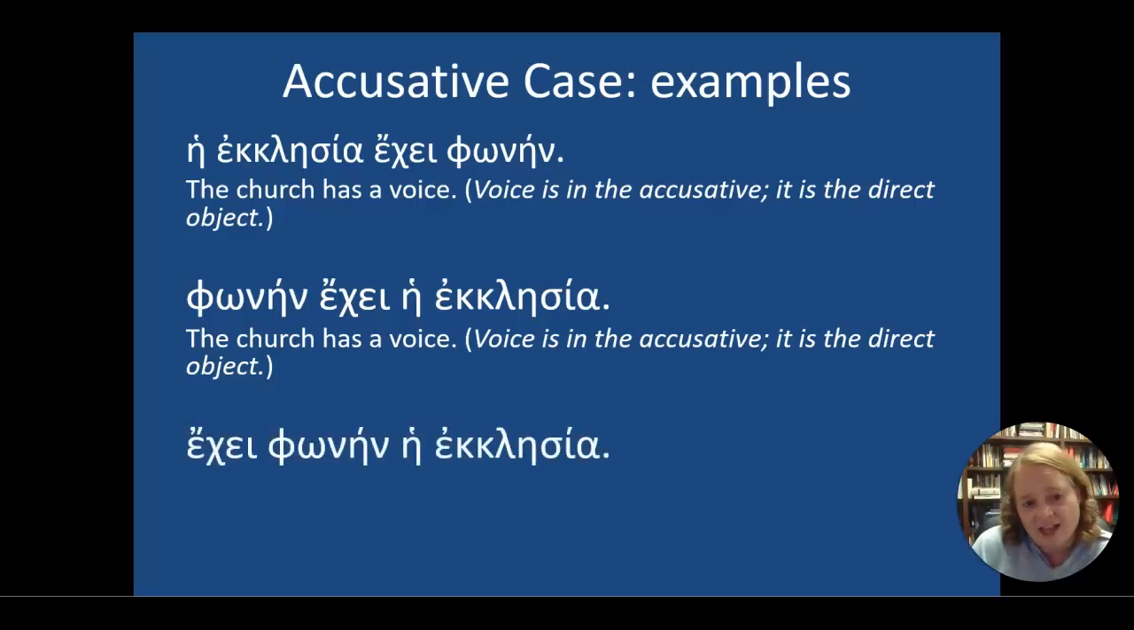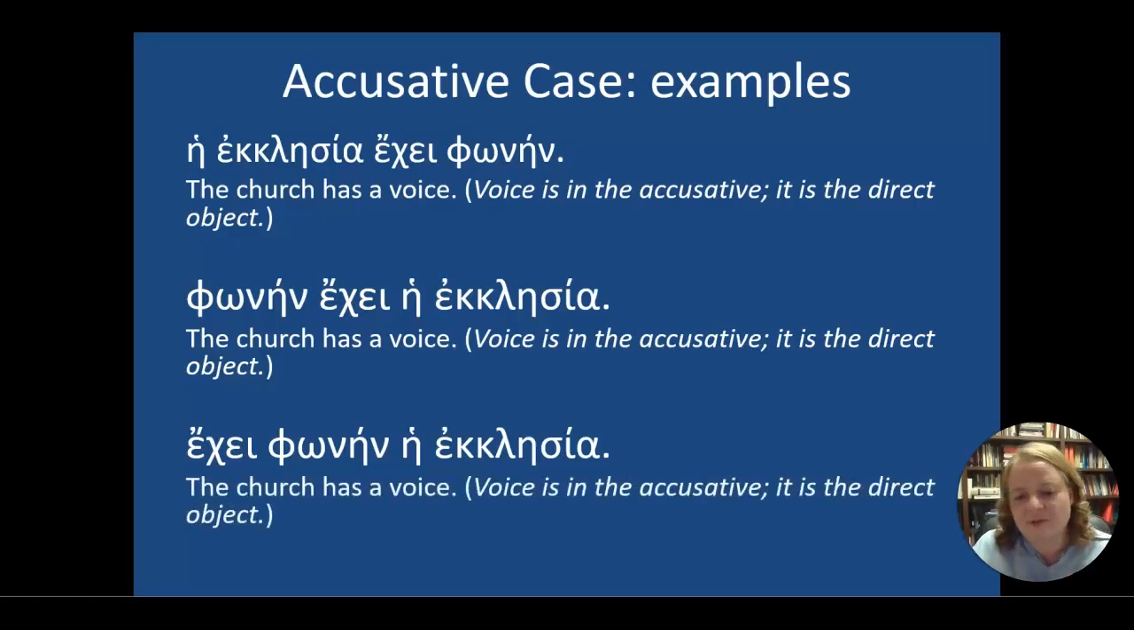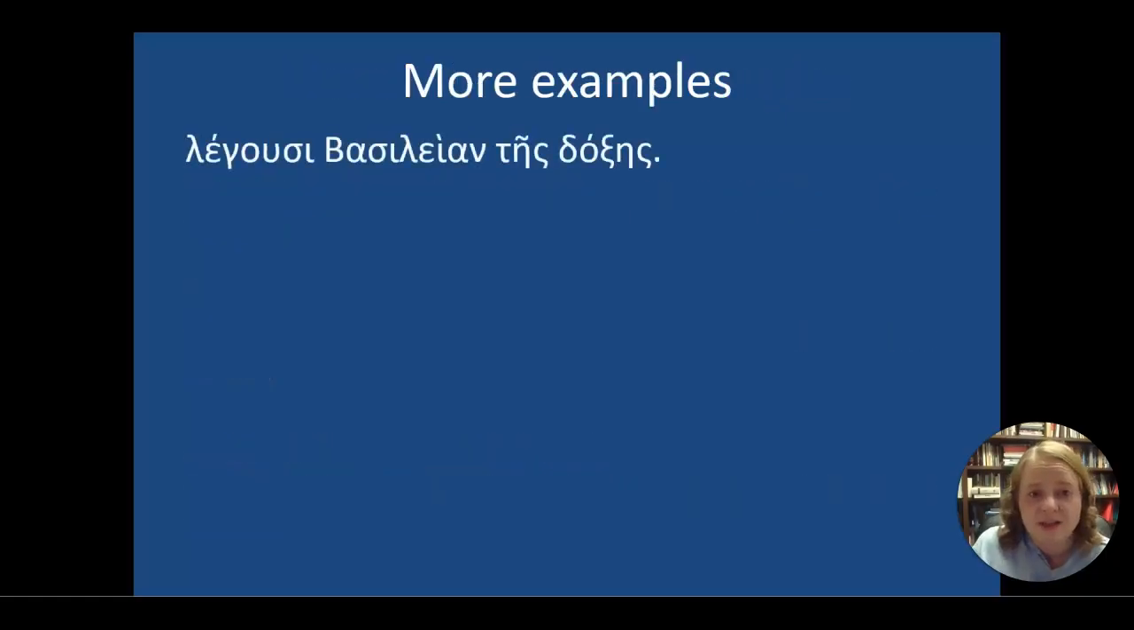How about in this order? Ekhe, phonein, he ecclesia. There's my verb, ekhe. He, she, or it has. Where's my subject? It's got to be the thing with the nominative. So, he ecclesia, the church has a voice. Any order, it's still the same sentence. And so you want to pay attention to verb, subject, and then put other words in place. And so phonein is the accusative in all of these cases, no matter where it appears. Let me show you some other examples.